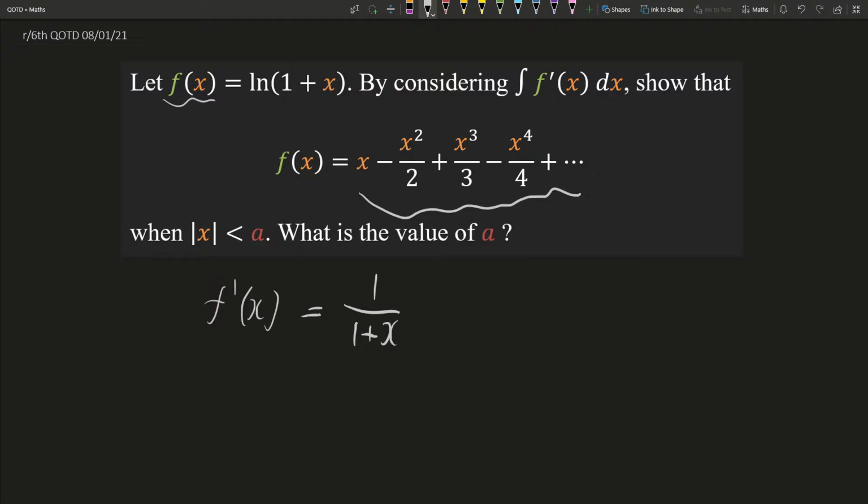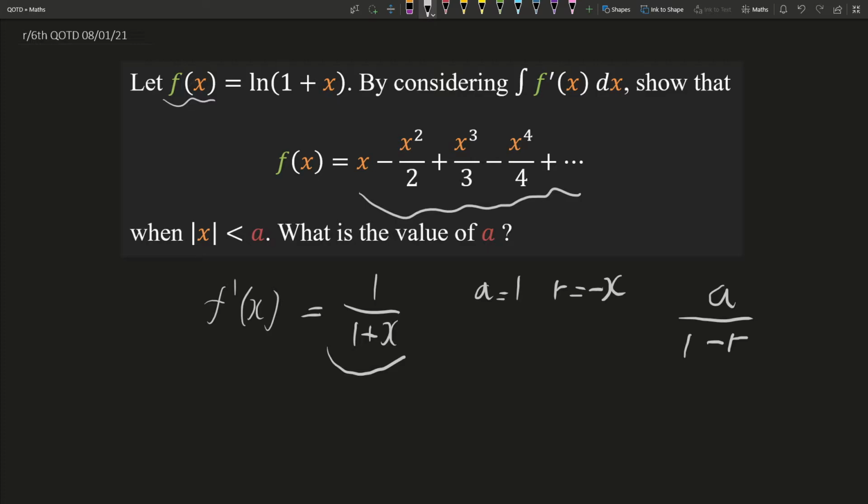Now, we have a series here, so it makes sense to consider what we know about geometric sequences. And if this isn't finite, maybe it's some sort of infinite geometric series. How does that look in general? Well, the sum to infinity of a geometric series can be expressed as a over 1 minus r. If we substitute these values into 1 over 1 plus x, we end up with a is 1 and r is minus x.